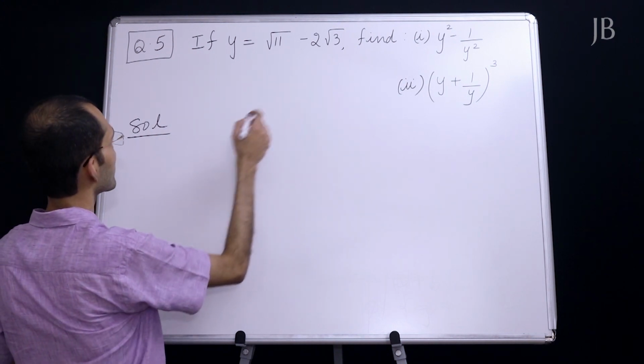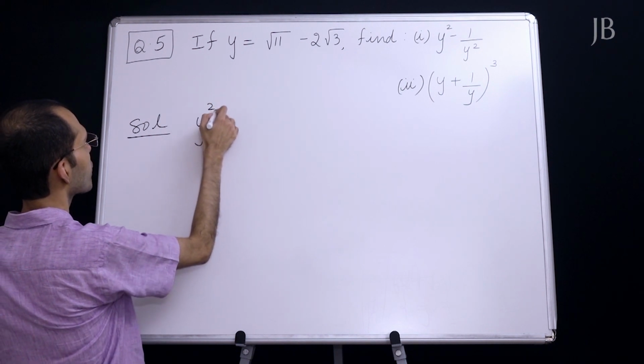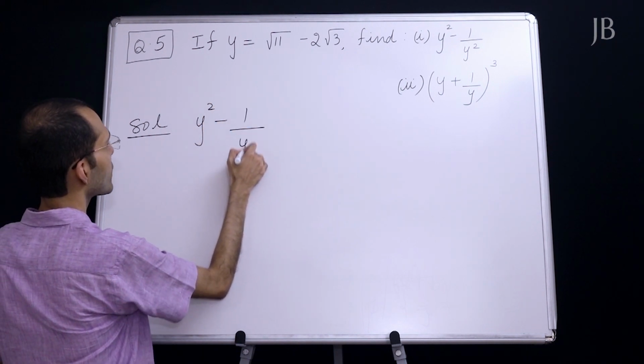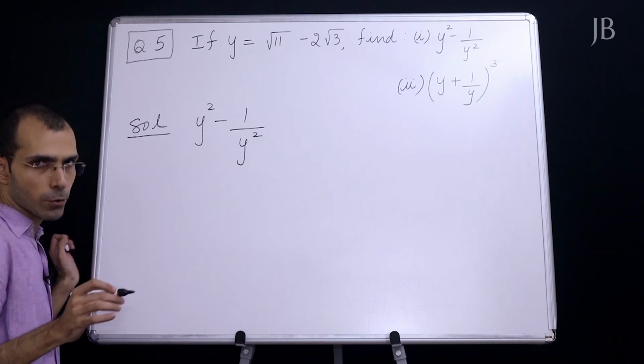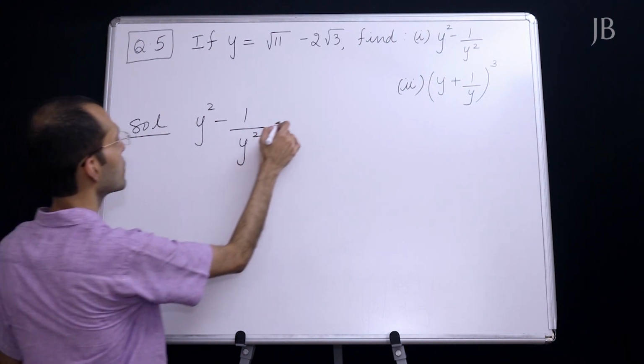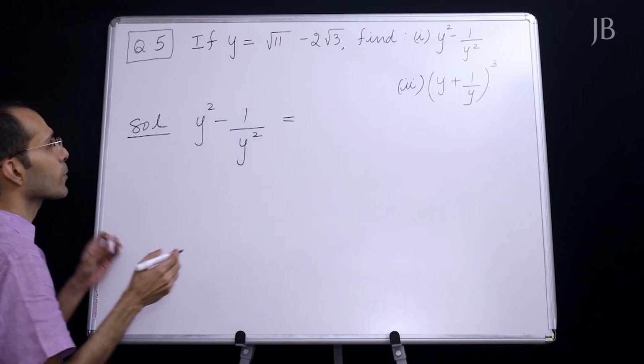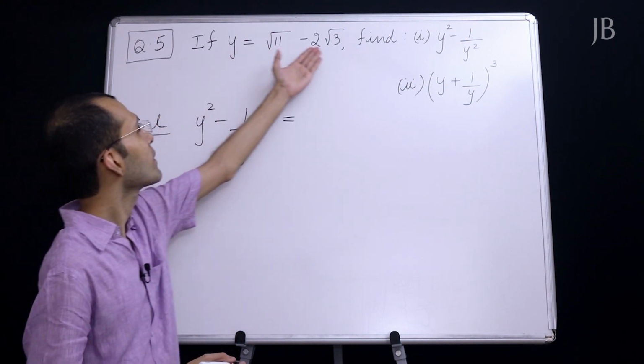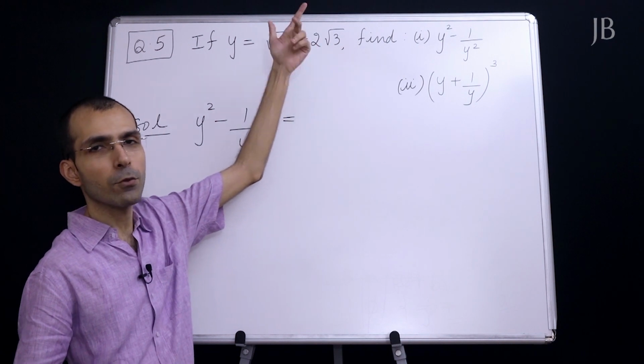So let's take the first subpart. We wish to find the value of y square minus 1 upon y square. Okay. So what we will do, now see, y square is not a problem because y is given and this is a simple binomial, we will square it up.